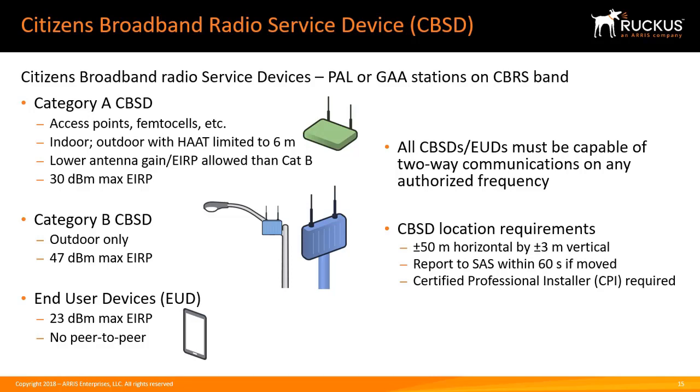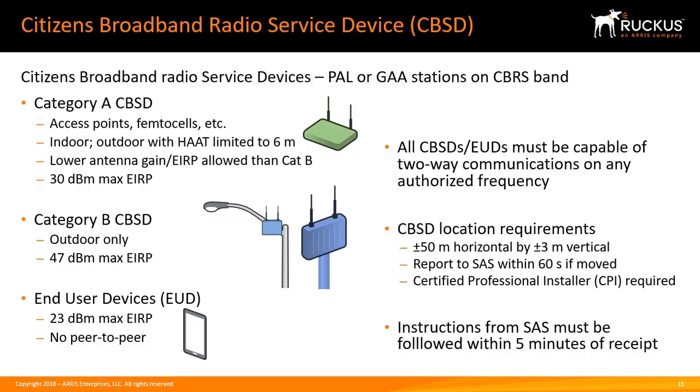And each CBSD has location requirements that must be met. They must be accurate within plus or minus 50 meters horizontally and plus or minus 3 meters vertically. And if they move outside of those parameters, they must report the new location parameters to the SAS within 60 seconds of being moved. FCC rules require a CPI, or a Certified Professional Installer, deploy most CBSDs. Finally, all CBSDs must comply with directions from SAS within 5 minutes. This may include orders to stop transmitting due to incumbent activity or instructions to lower antenna output power.